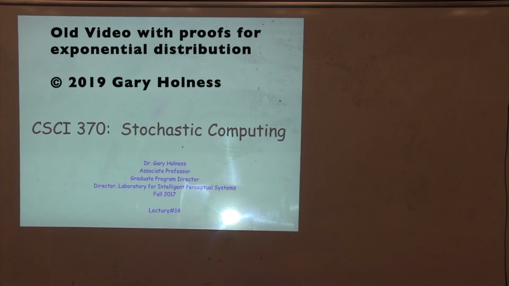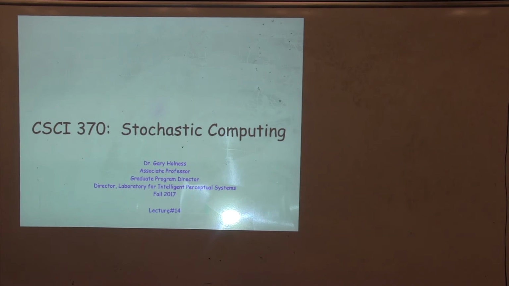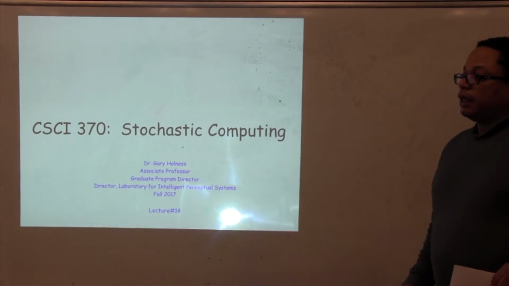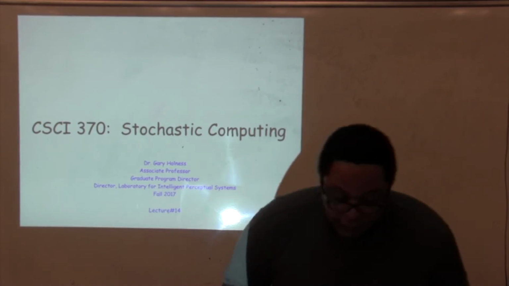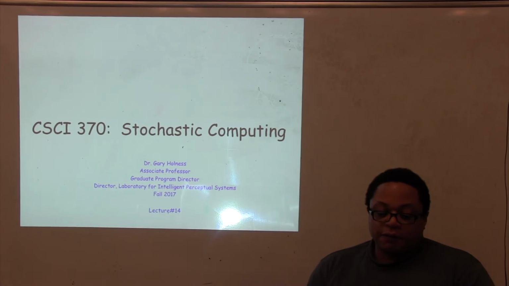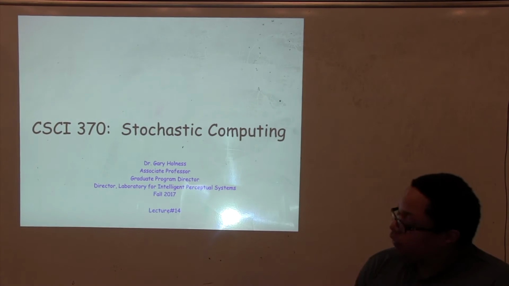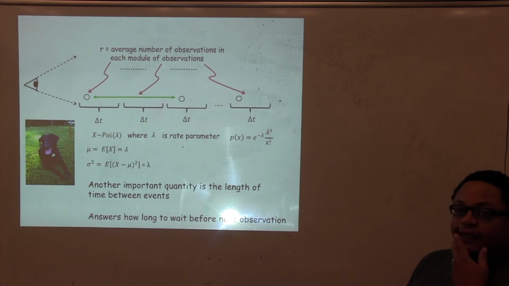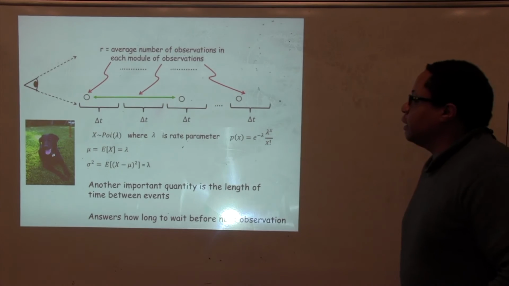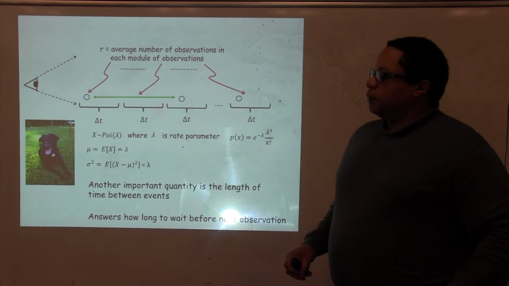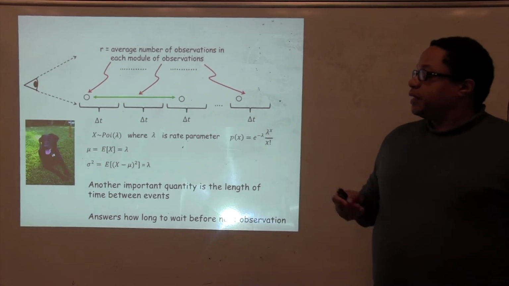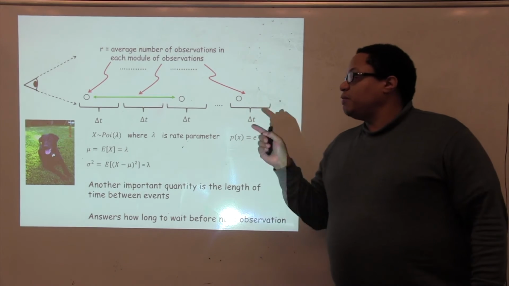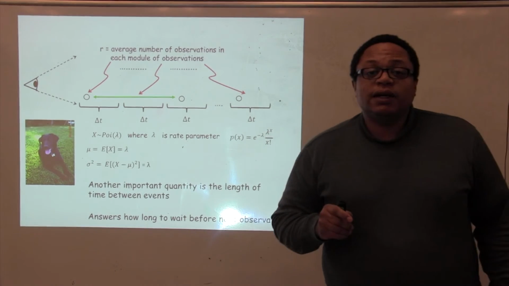Good afternoon. I'd like to continue our discussion on the exponential distribution, continuing on where we left off before the break. Where we left off, we talked about this idea of having a period between, or the time that's transpired between relatively rare events. And we motivated that using the Poisson distribution.